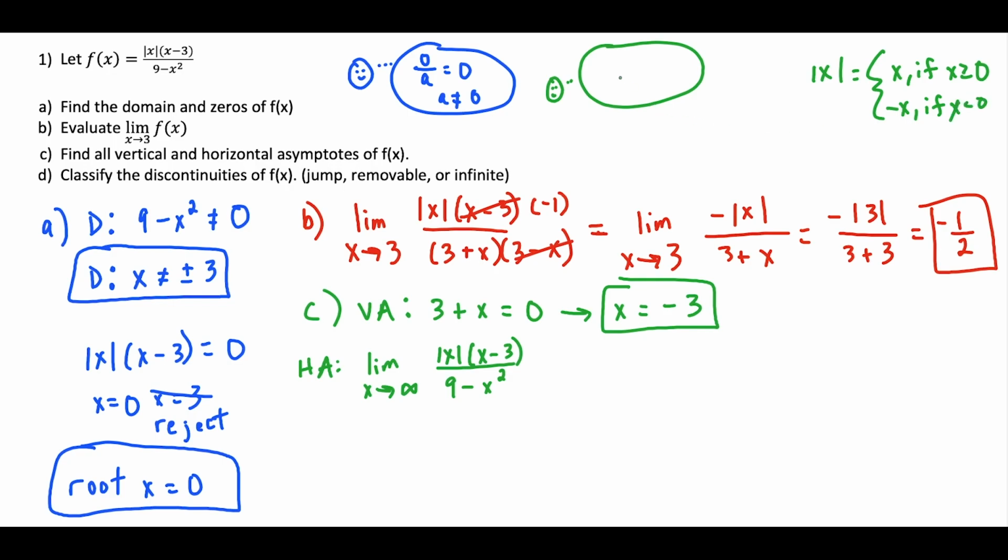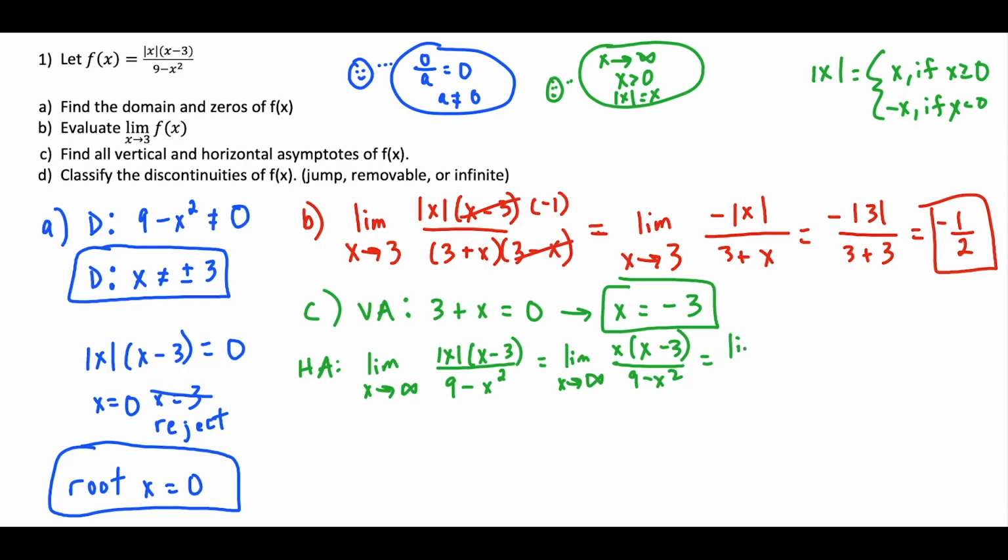So when we're finding the limit as x goes to plus infinity, that's a situation when we're at x greater than 0. And in this case, the absolute value of x is just equal to x. So when we evaluate this limit, this is now the limit as x goes to infinity. And absolute value x we could just replace with x because we're on the positive side of 0. So we have x times x minus 3 over 9 minus x squared.